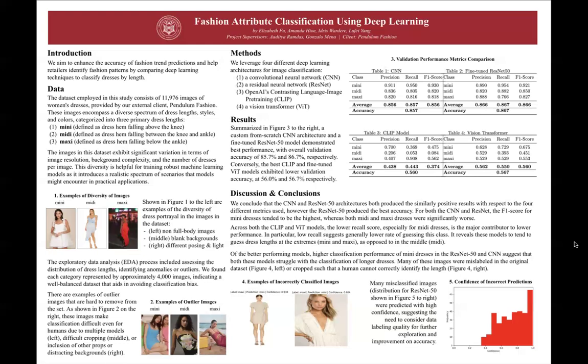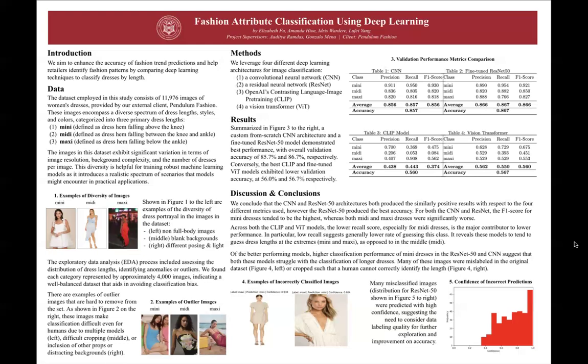And in terms of the results, you can refer to the table on the right. We present the accuracy of the four models as well as some other metrics. As you can see, the CNN and fine-tuned ResNet 50 show the best performance. Each surpasses an accuracy of over 85%. Conversely, the CLIP and fine-tuned vision transformer models have lower validation accuracy of about 56% each.